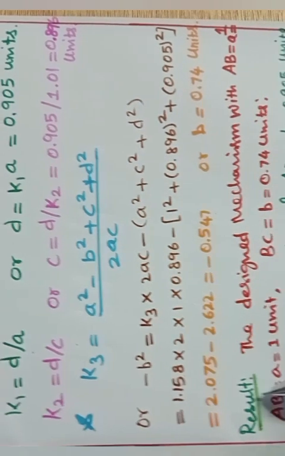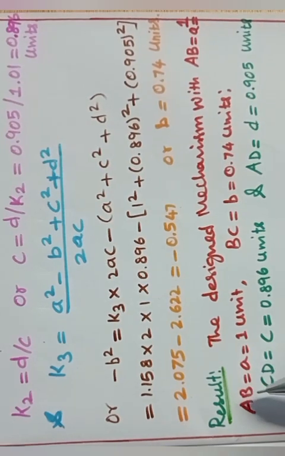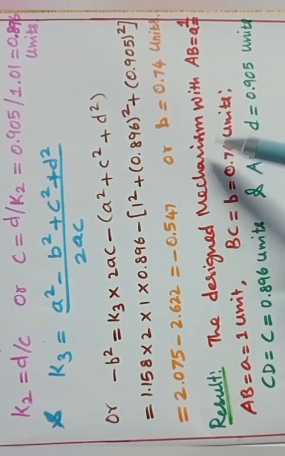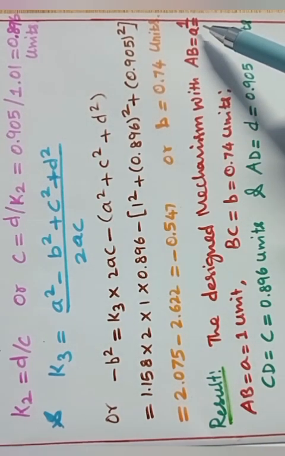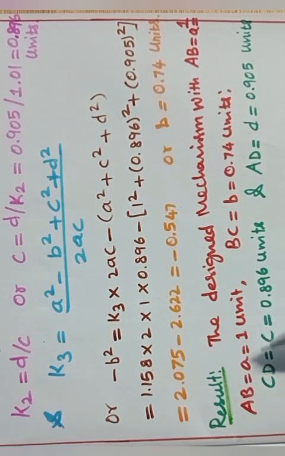Therefore we conclude the result: the designed mechanism has AB equal to 1 unit, the crank length a equal to 1 unit, BC equal to 0.74 unit, the length c equal to 0.896 unit, and AD, the length d, equal to 0.905 units.